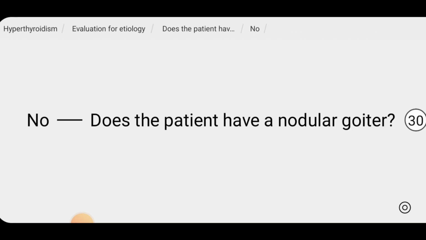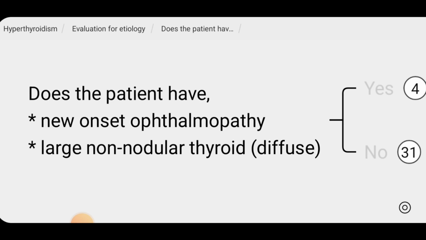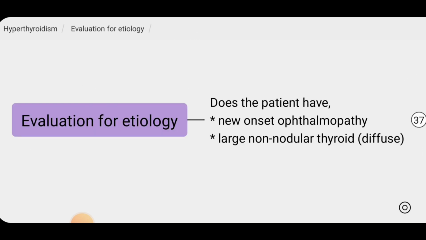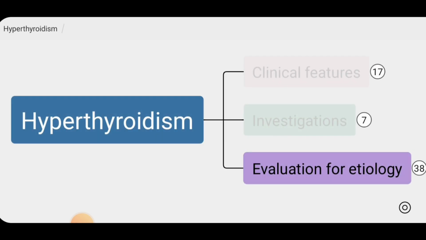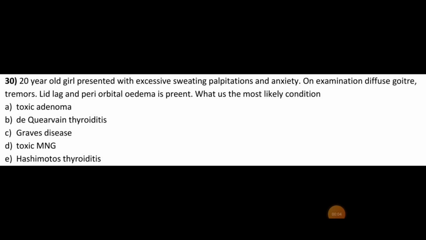So you need to have a basic idea about how to identify these patients and come to an etiological diagnosis. So we discussed the clinical features of hyperthyroidism, the basic investigations, the hormonal assays, and how we can evaluate for an etiology. So let's look at a few questions to see how these can be asked in your exam. Here is a single best answer type question. A 20-year-old girl presented with excessive sweating, palpitations and anxiety. So excessive sweating, palpitations, anxiety are symptoms of hyperthyroidism.